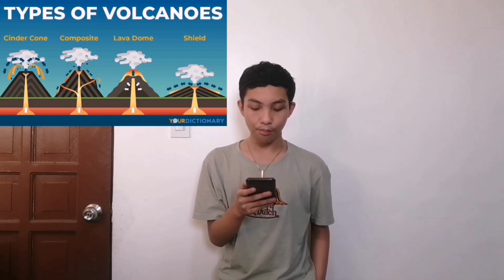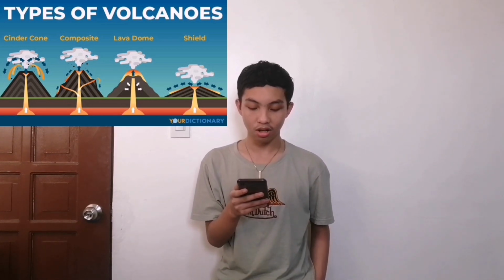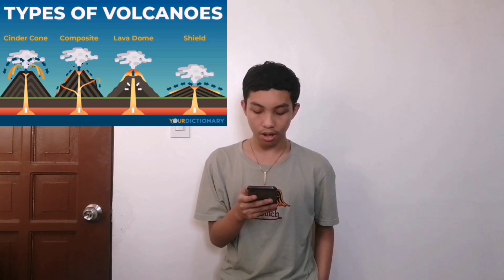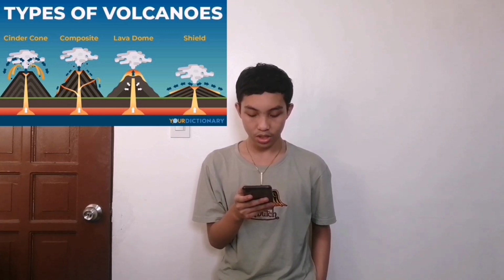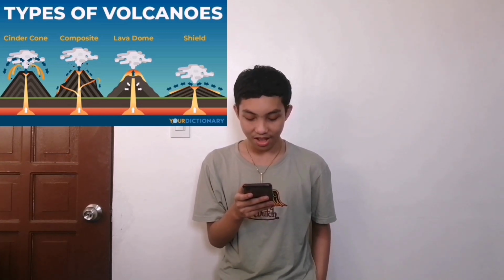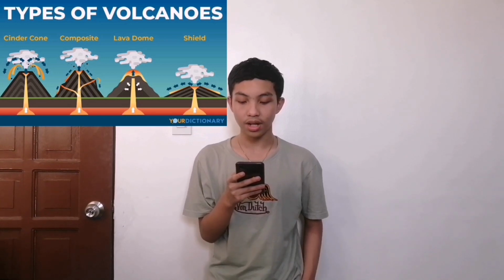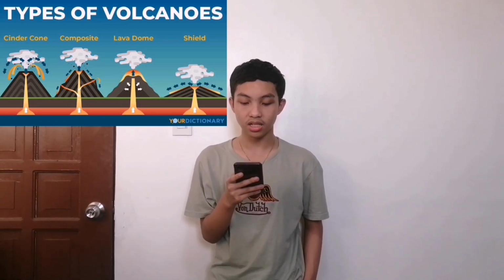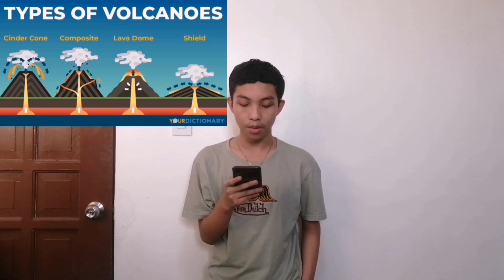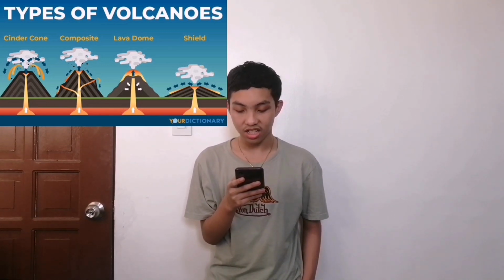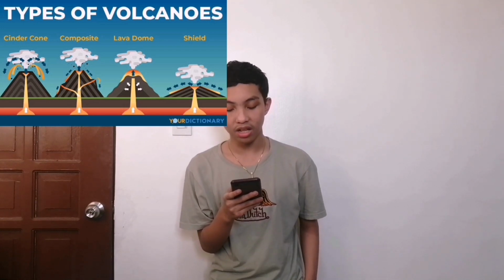Impact of volcanic eruptions. Volcanic eruptions have a significant impact on the environment and human society. An eruption can cause respiratory problems and even death in humans and animals. The ash can also cause damage to property as it can clog engines and damage buildings.